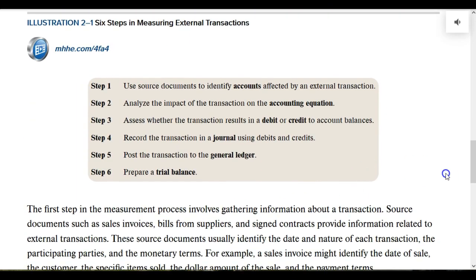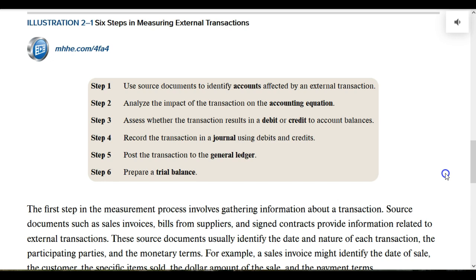Here are the steps we're going to go through in this chapter. First of all, we're going to discuss the documents, the external transactions, try to figure out what has happened. Did we earn revenue? Did we pay an expense or whatever? Step 2, we analyze the impact of the transaction on the accounting equation. Step 3, we have to assess whether it results in debits or credits to various account balances. And this is going to be new to this chapter, debits and credits. We're going to record the entry into a journal using debits and credits.